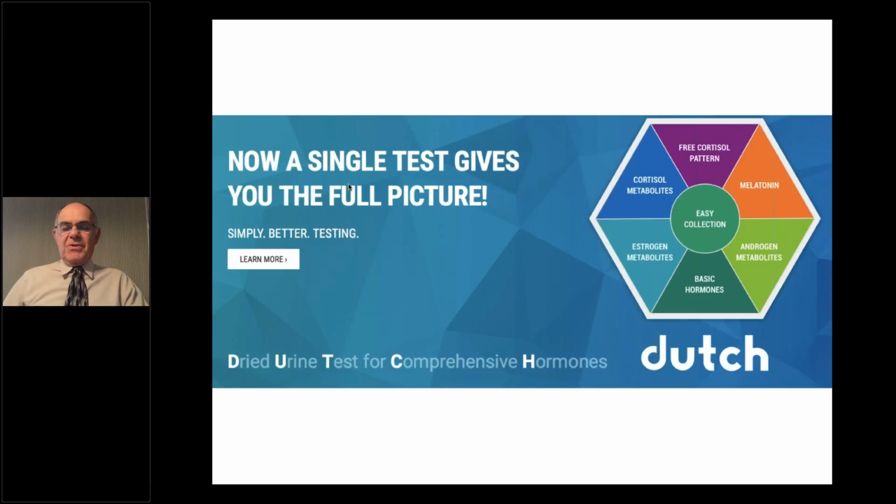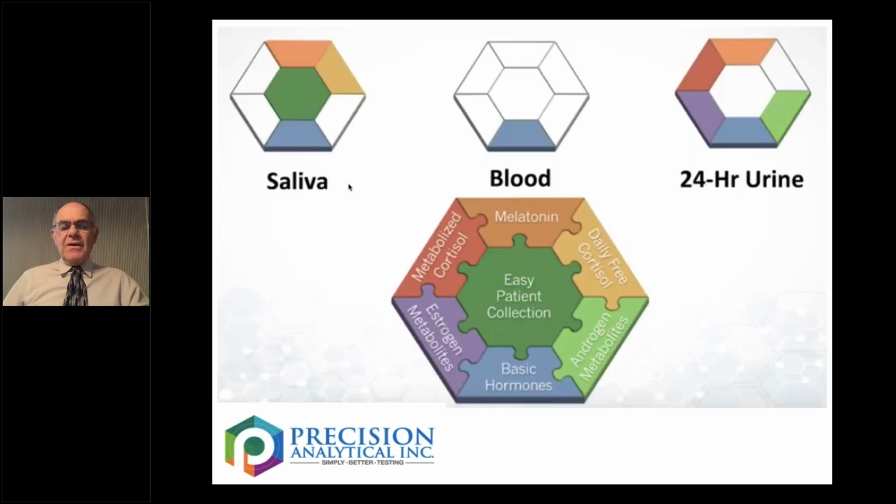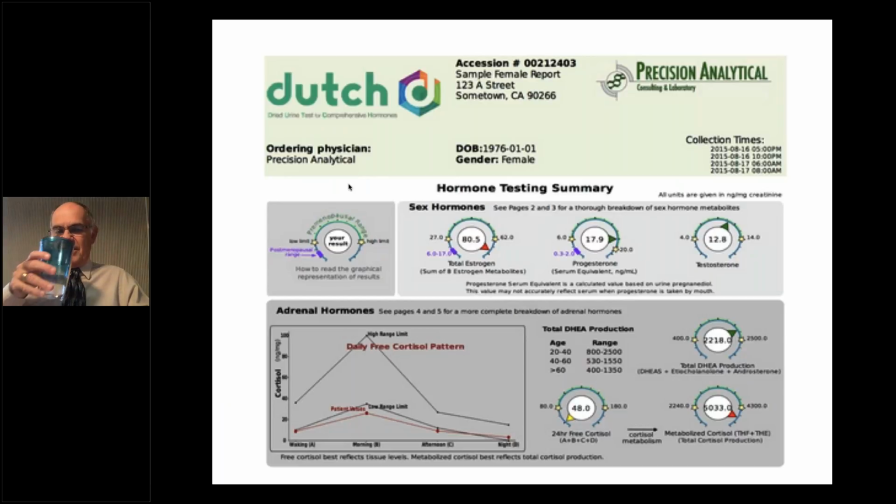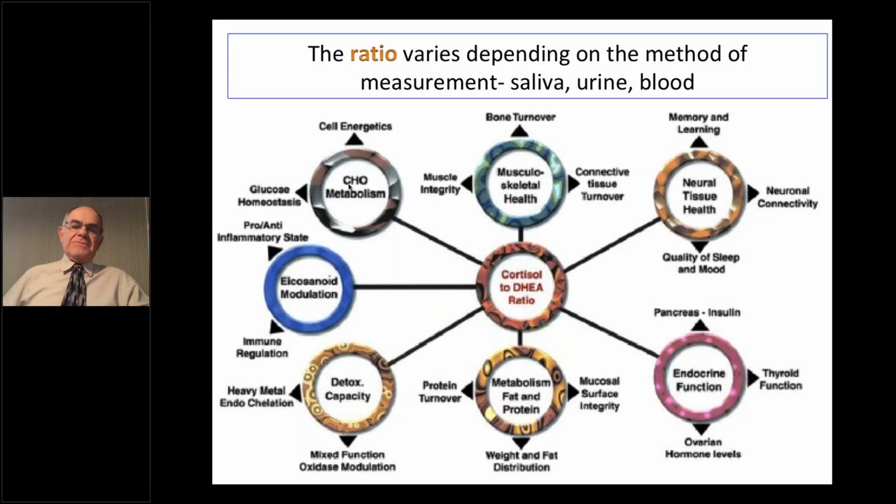This is sort of the newest kid on the block. It's the Dutch test. It involves literally urinating on a strip 4 different times of the day. We're also able to see a cyclical pattern that goes with that. And you see that saliva gives you good information. Blood is very minimal, just the basic hormones. A 24-hour collection gives you information, but this obviously gives us something more, and then we get a graph that looks something like that. So it's just another way for us to try and help people understand things.